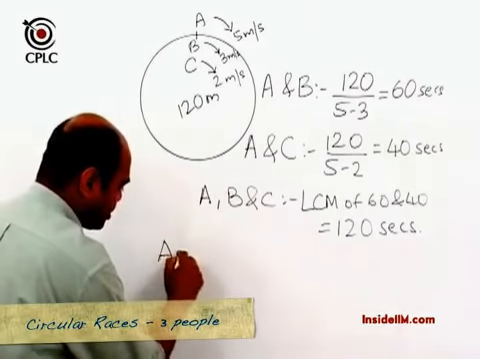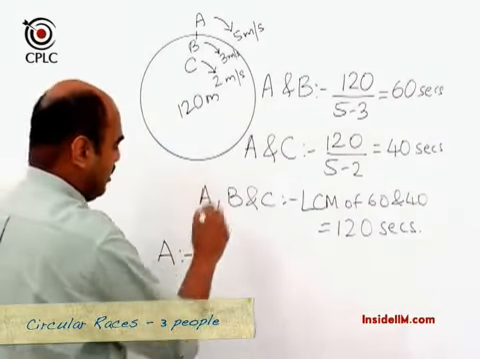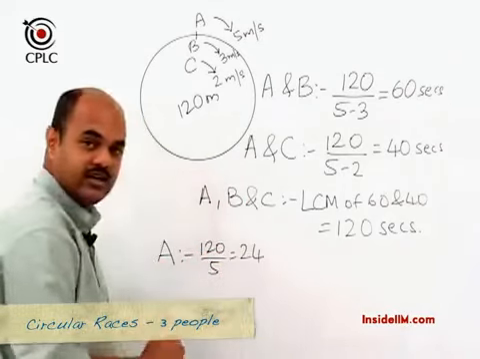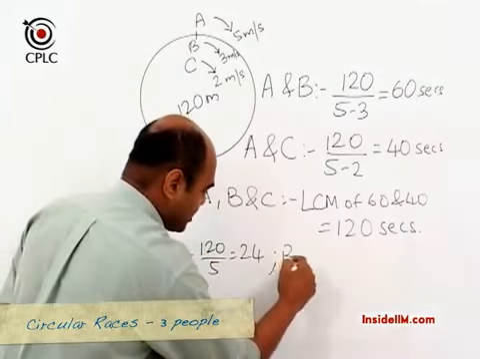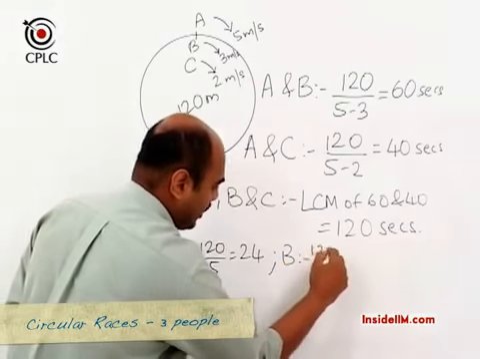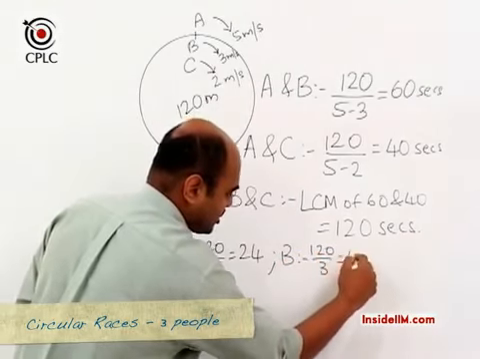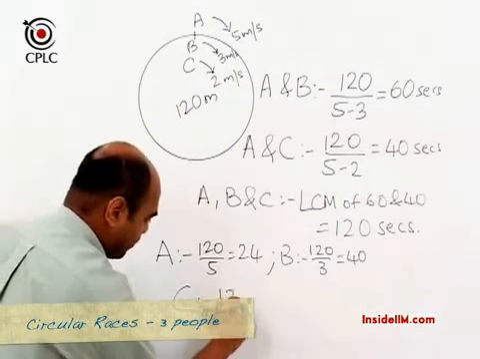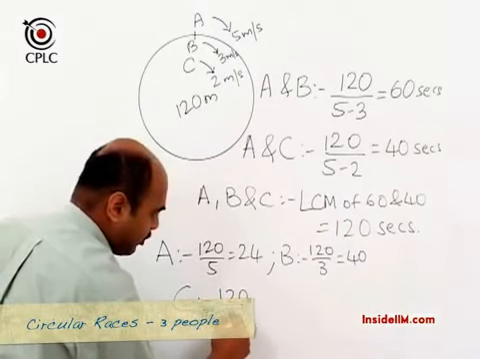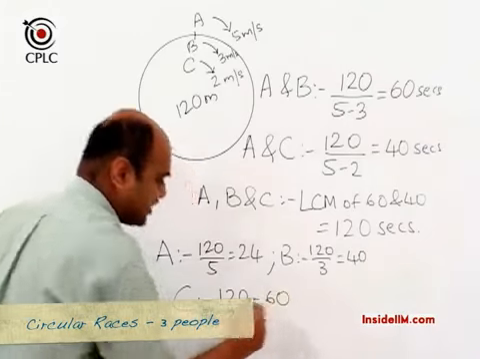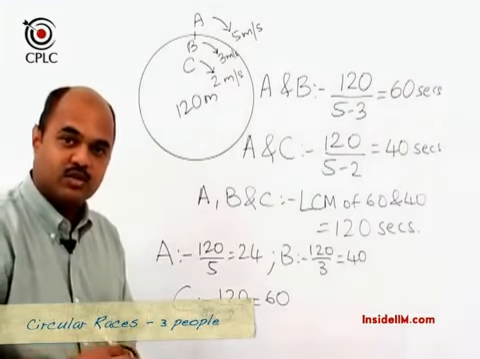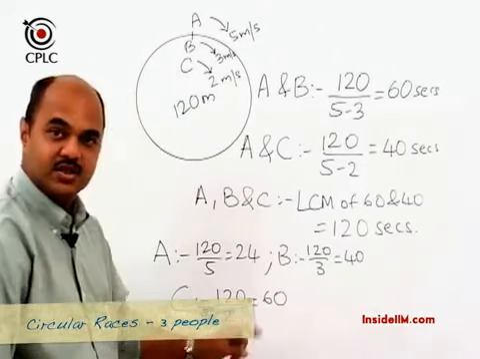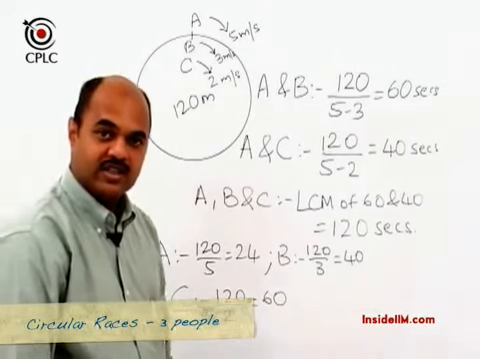So A would reach the start point every 120 upon 5, which is 24 seconds. B would reach the start point every 120 upon 3, which is 40 seconds. And C would reach the start point every 120 upon 2, which would be 60 seconds. And my answer would now be LCM of 24, 40 and 60, which would be 120 seconds.